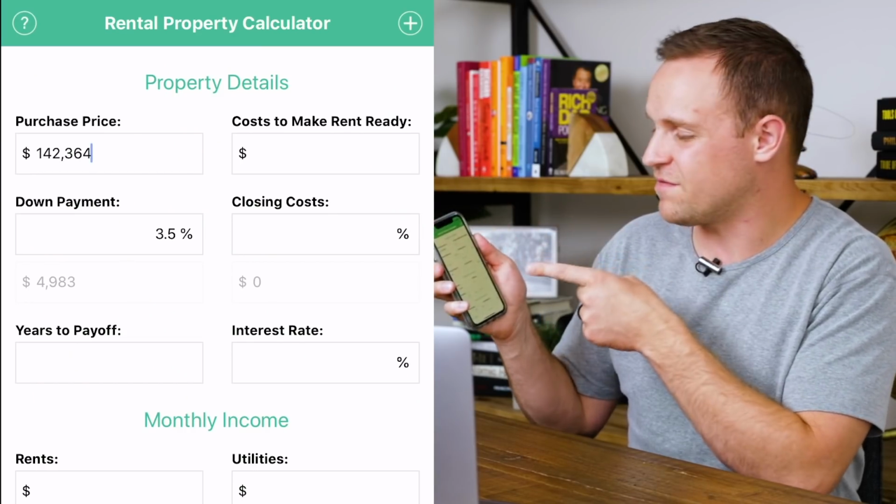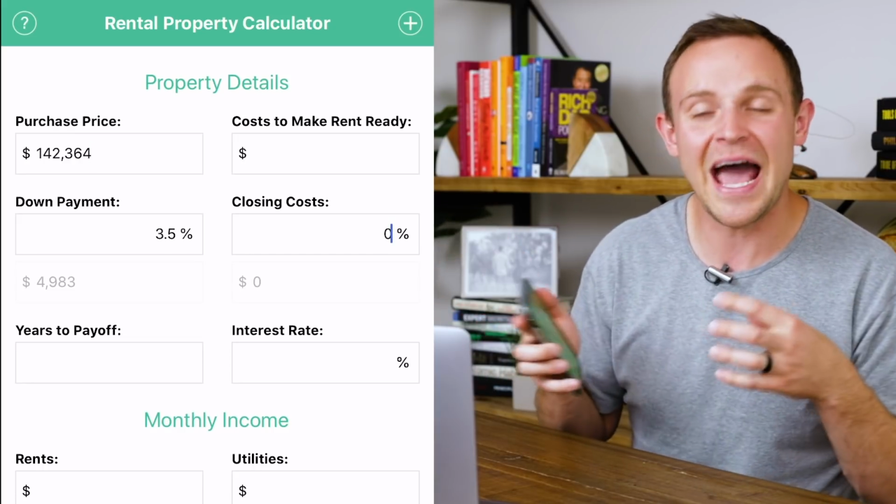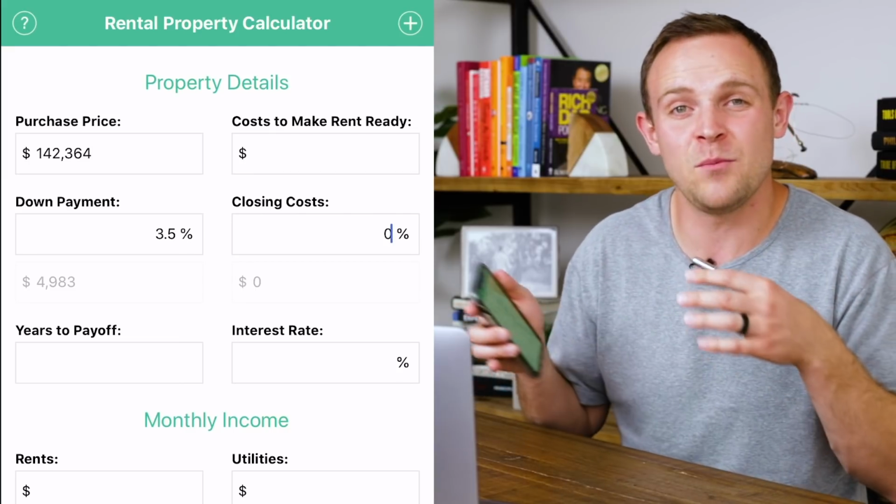So if you've used that calculation, and you can rewind and go through it again, but plug that in so your purchase price is $142,364. Your down payment is going to be 3.5%. Your closing costs, you're going to put 0. Now, you can pay the full 2% closing costs. They are going to be more expensive.